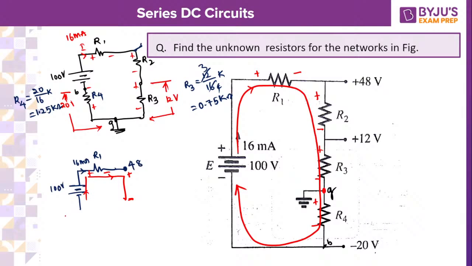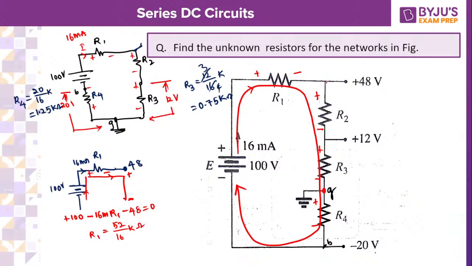You write KVL: plus 100 minus 16 milli into R1 minus 48 is equal to 0. So R1 is equals to 100 minus 48. It will be 52. 52 divided by 16 milli. So 52 divided by 16 kilo ohms. This is R1. Similarly R2 also.